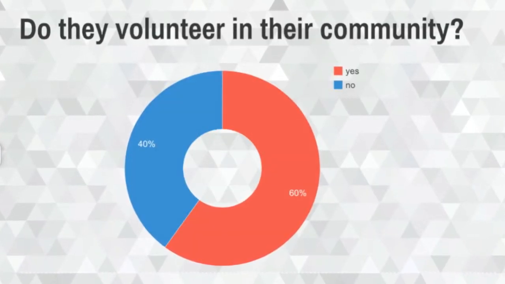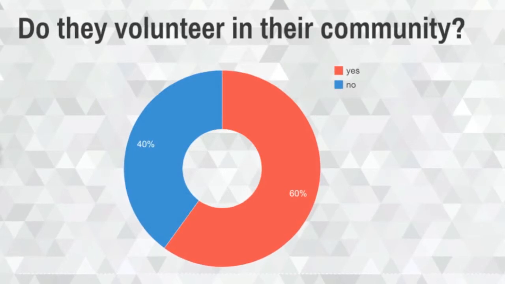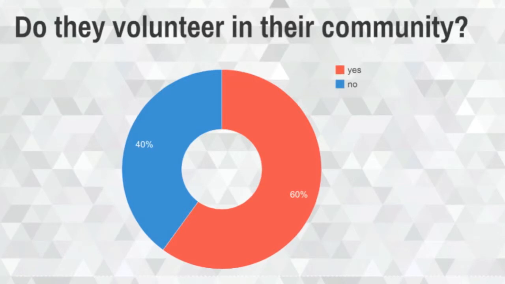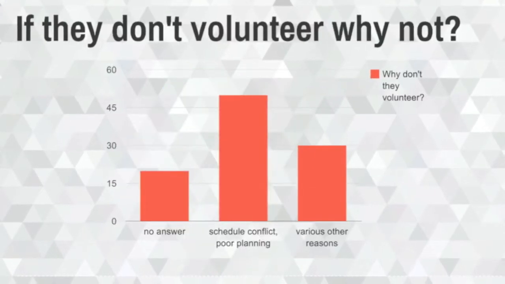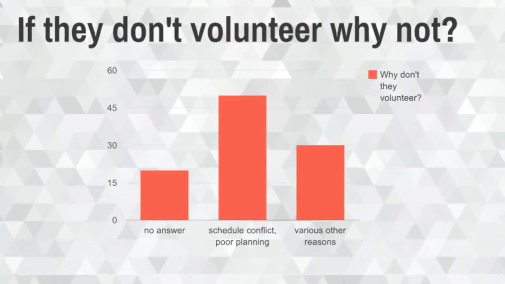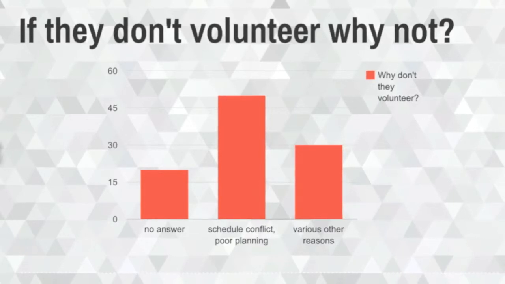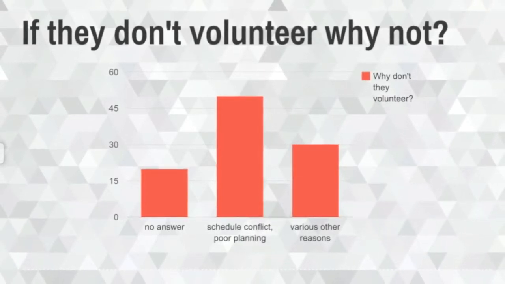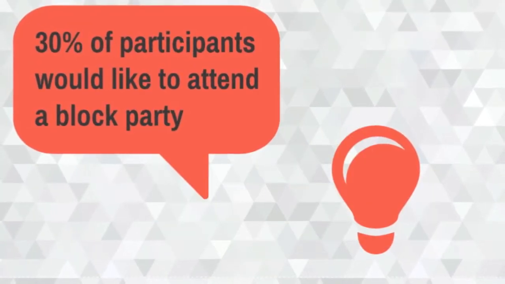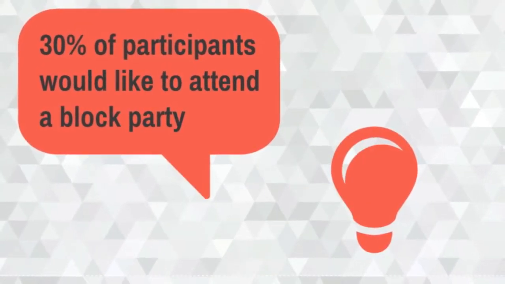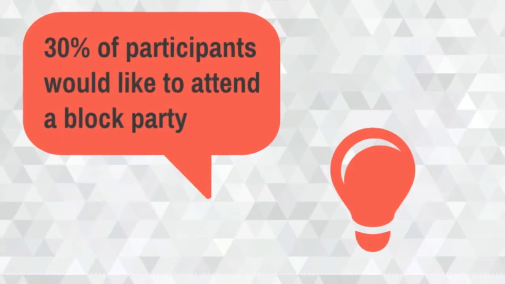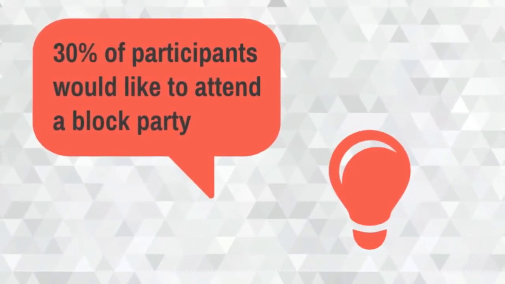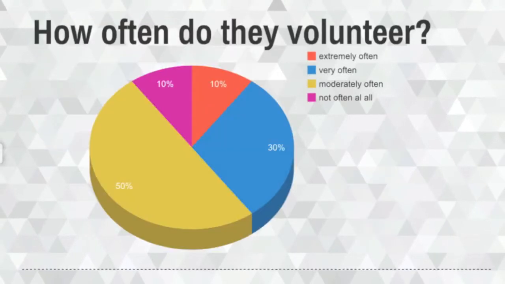When participants were asked if they volunteered in their communities, 60% answered yes, while 40% answered no. When asked, if they do not participate in the events in their community, why not, 20% had no answer, 50% mentioned schedule conflicts or poor planning, and the other 30% mentioned various other reasons. When asked what other events they would like to attend, 30% answered a block party. The other 70% mentioned various other events including job fairs, food drives, movie nights, music, healthcare resources, and car washes.